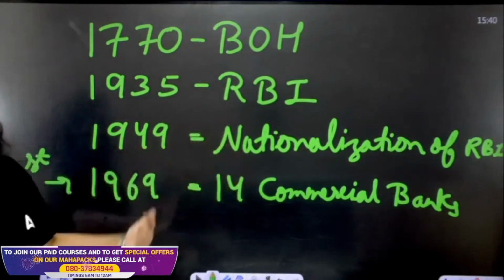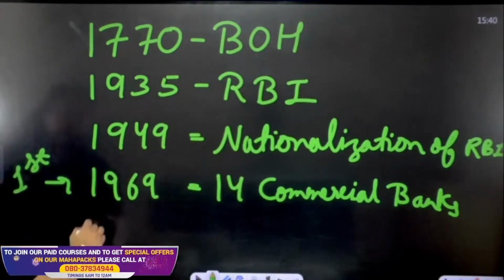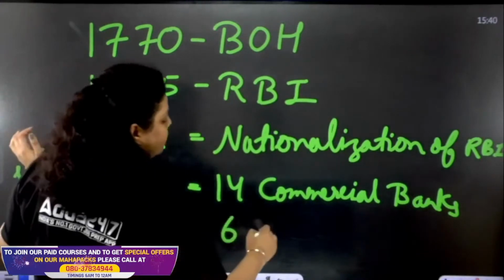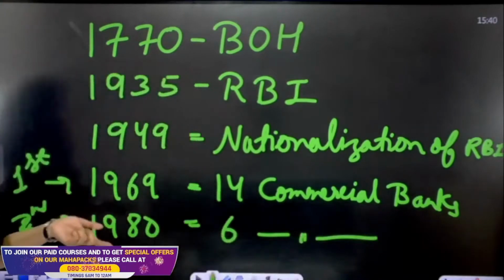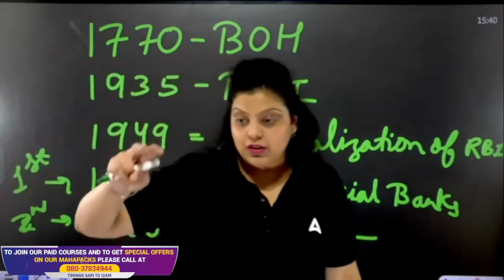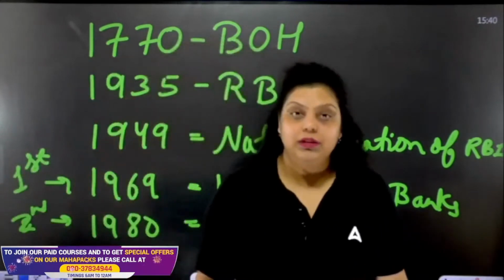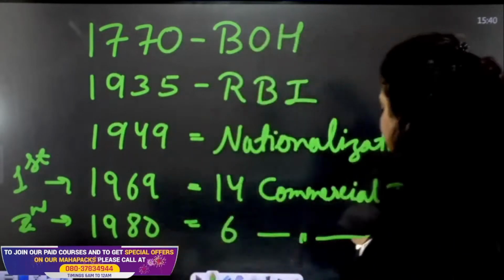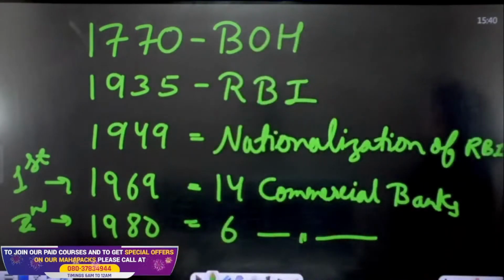Only those 14 banks were nationalized in the year 1969. Then in 1980, the second nationalization happened, and in the second nationalization, 6 more commercial banks were nationalized. Now, why only 6 more commercial banks? Because the criteria the government had given was 200 crore public deposit. So 200 crore public deposit was the criteria seen here in 1980.